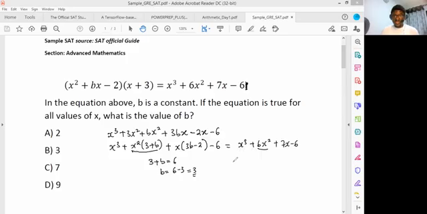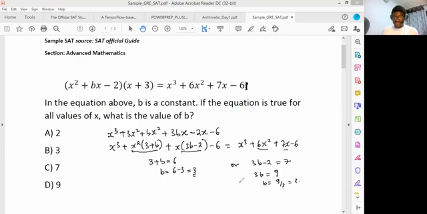Okay, so another approach, a different approach, might just be to equate this term to this term. All right, because both terms have the same power of x, and so we can say 3b minus 2 equals 7, then 3b equals 9, b equals 9 over 3, and that's equal to 3.